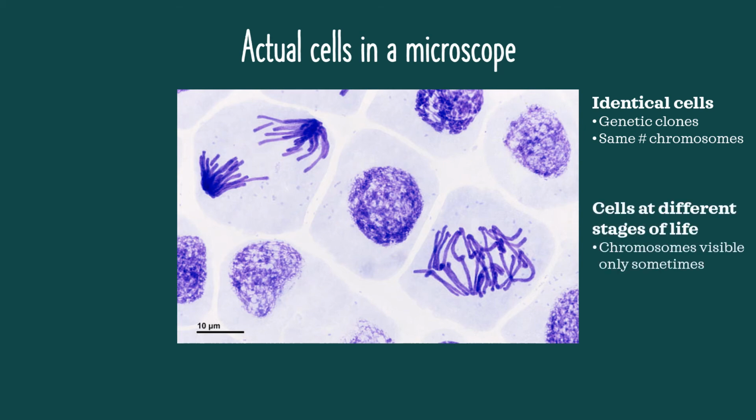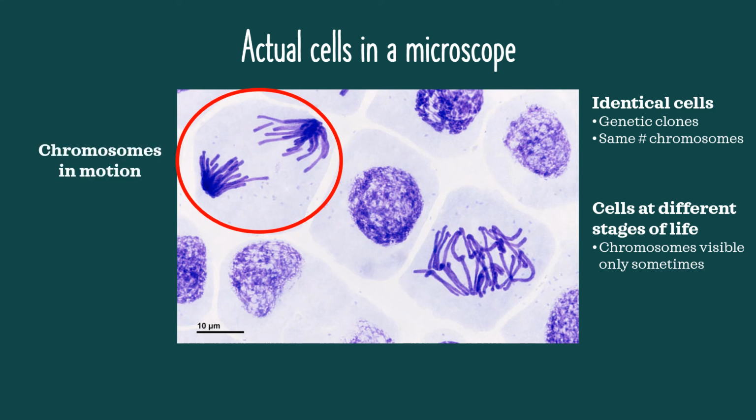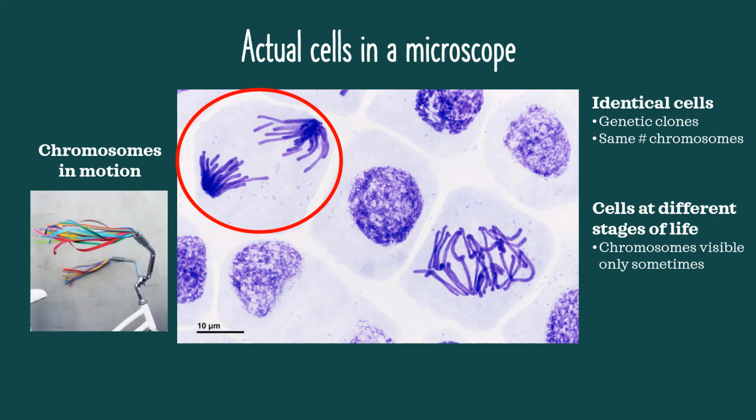Chromosomes are only visible at this level of magnification during certain stages of the cell life cycle, and it's often when they are on the move. Here in this circled cell, you can see chromosomes in motion. They look to me like bicycle streamers trailing in the wind as they are pulled toward opposite ends of their cell. And that's what's beginning to take place in this cell as well.